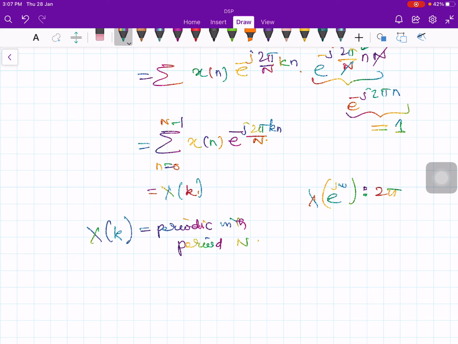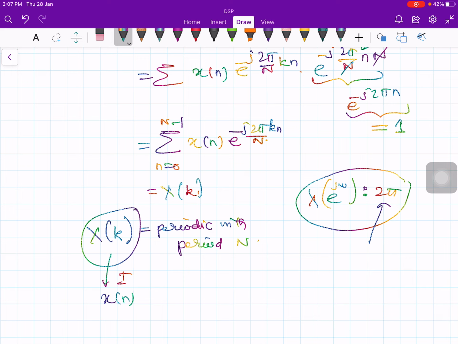In fact, this is expected because, as I said, X of e to the j omega is periodic with the period 2 pi, and what you have done is the interval 2 pi, we have broken up into N equal intervals, and therefore capital X of k should repeat after capital N number of samples. But what is surprising is that if you find x of n from X of k using DFT, then x of n is also periodic. That is surprising.